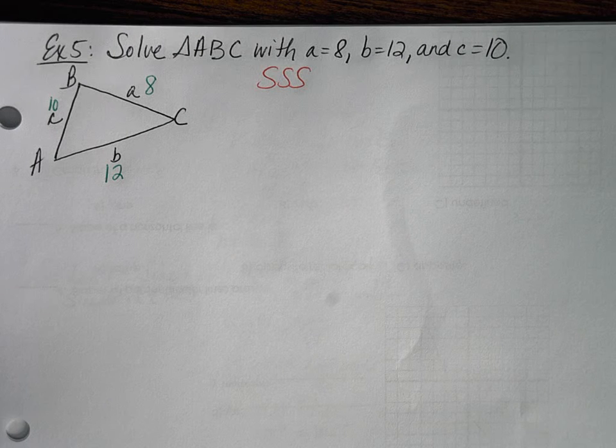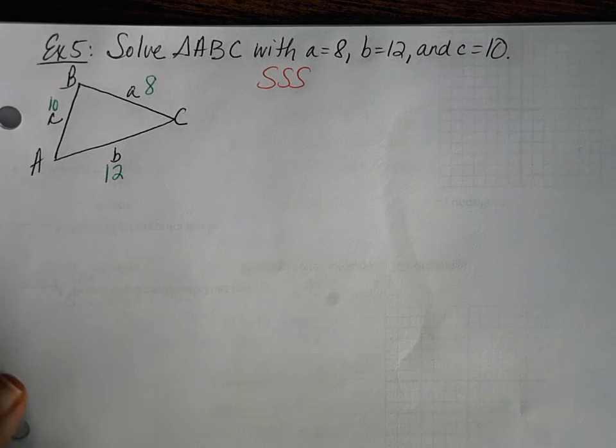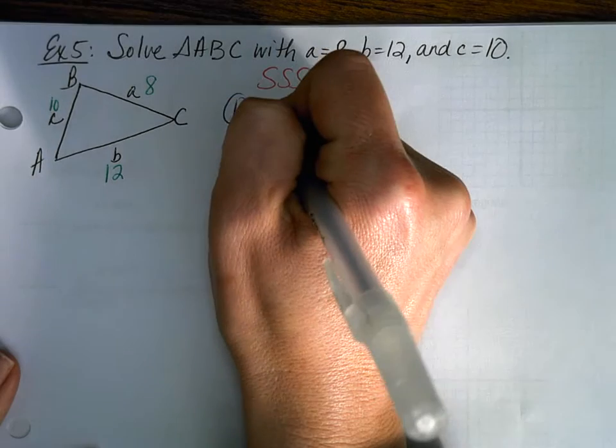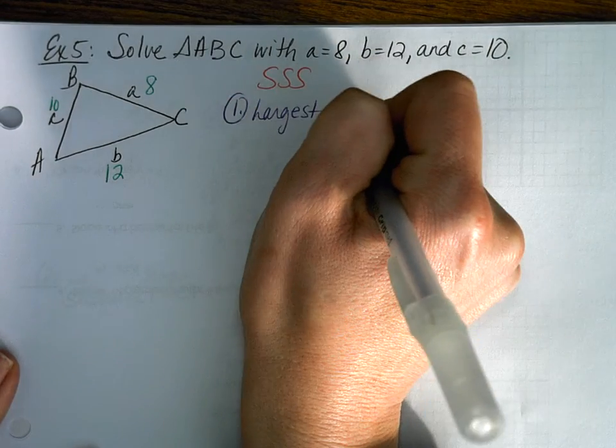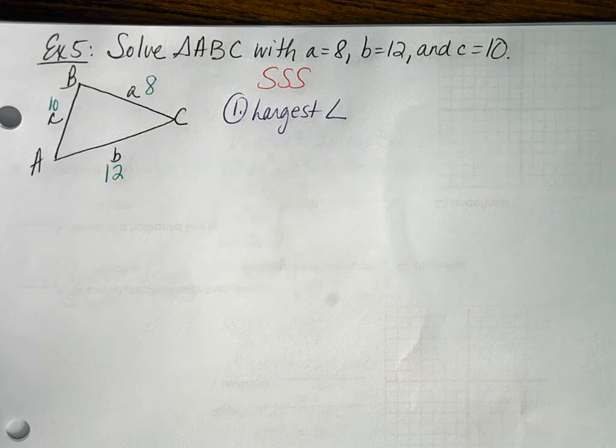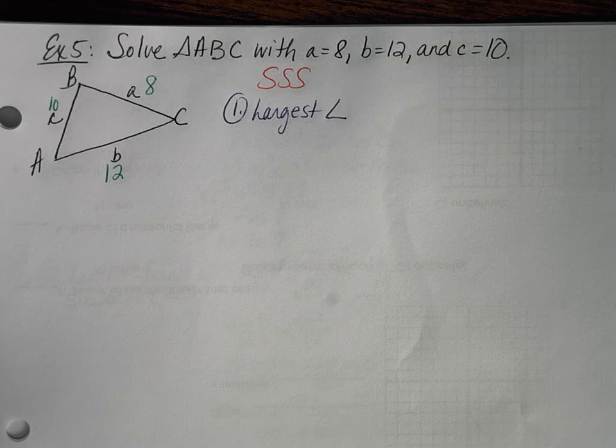And if I use the law of cosines, what is the first thing I'm going to find? I'm going to find the largest angle. No matter what, even if they ask you to find a different angle. Well, if they ask me to find a particular angle, I can use law of cosines to find any of those angles. But if I'm going to solve the triangle, I want to make sure that I find the largest angle first. Is that fair enough?